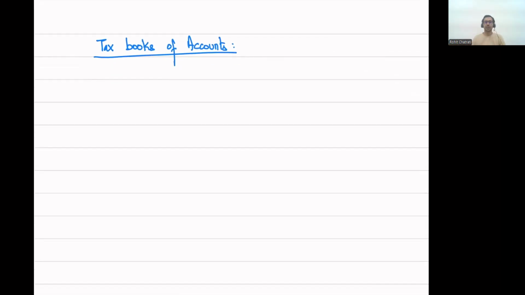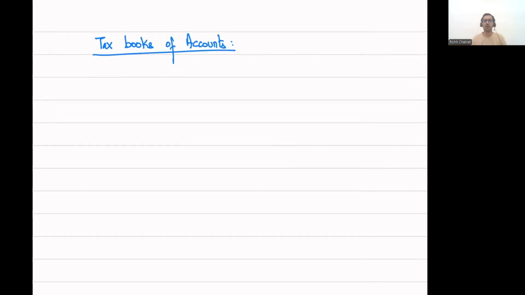Let's look at the journal entries in the tax books of accounts. Now, if you think of it, in the tax books of accounts, the question mentions that these fines and penalties are not deductible.